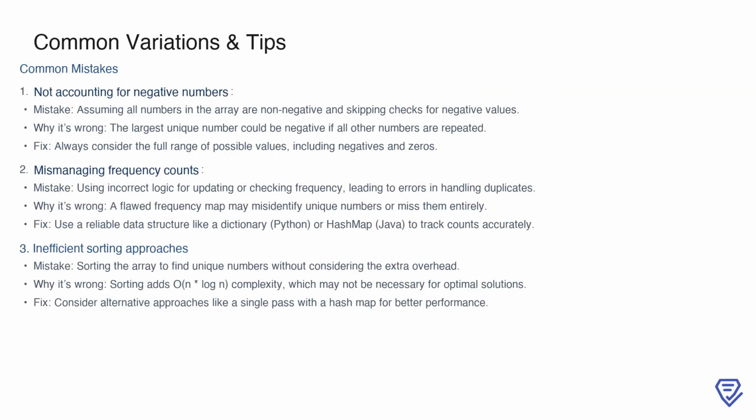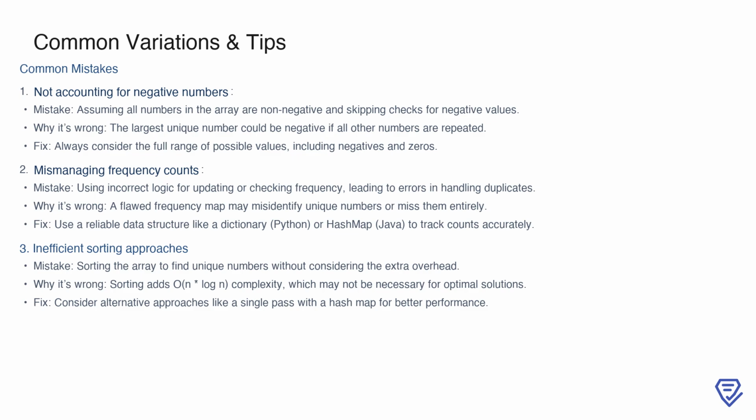When working on this problem, there are several common mistakes to be aware of. First, not accounting for negative numbers can lead to incorrect results. Some might assume that all numbers in the array are non-negative, but the largest unique number could actually be negative if all other numbers are repeated. To avoid this, always ensure your solution considers the full range of possible values, including negatives and zeros.